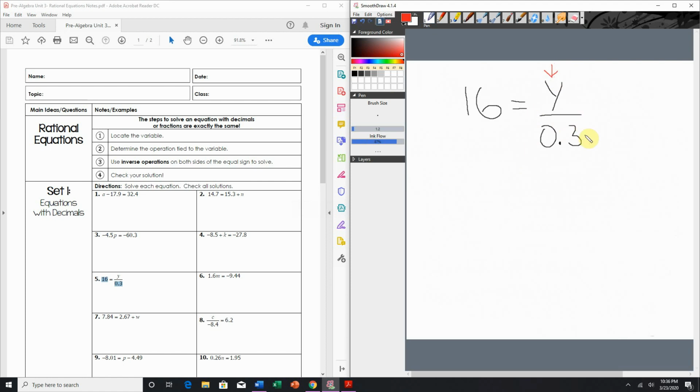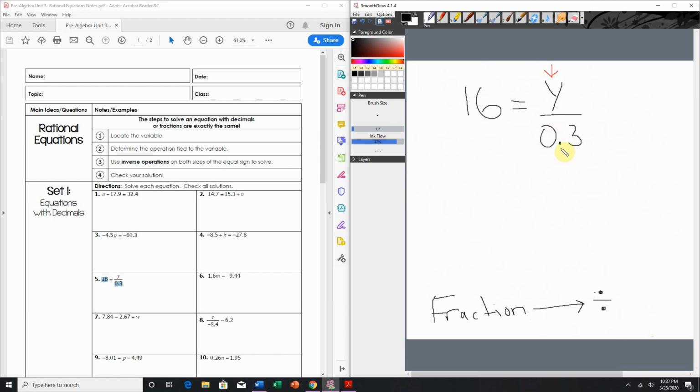Okay. Now fraction, we know is a fancy way of showing division. Okay. So whenever you see these fraction problems, think of division. Okay. So now we have y divided by 0.3.